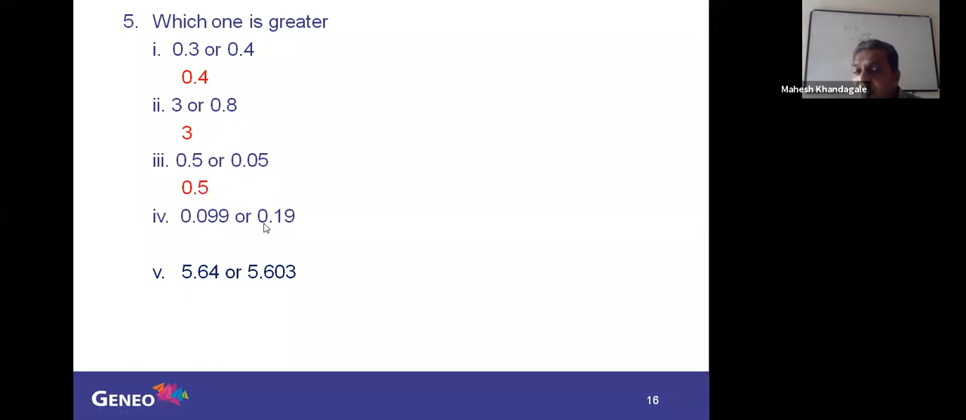Here also whole parts are same. So we will look at 10th place. 10th place यहाँ पर 0, इधर 1. So which one is greater? This one. Okay. So 0.19 is greater. Similarly, in the last question, 10th digit is also same. So you will consider 100th digit. तो यहाँ पे 100th digit कौन है? 4. इधर कौन है? 0. So 4 is larger than 0, and that is why 5.64 is greater than 5.603. Right?